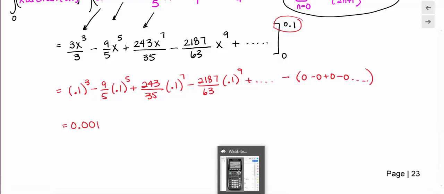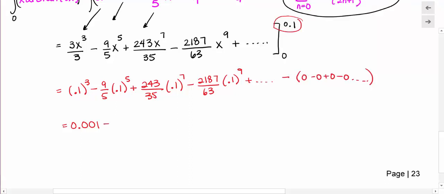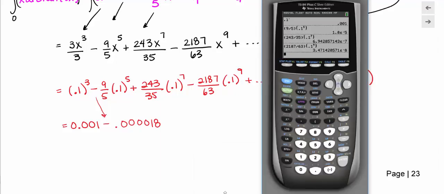Okay. And then I go to my next term, that's the 9/5 times 0.1 to the 5th, and that's 1.8 e negative 5. So that will become minus, because of the minus right there, 0.000018. And so if we look back at this just to make sure here, yep, e negative 5, so that's times 10 to the negative 5th. So I should have 1, 2, 3, 4 zeros, followed by that 18.